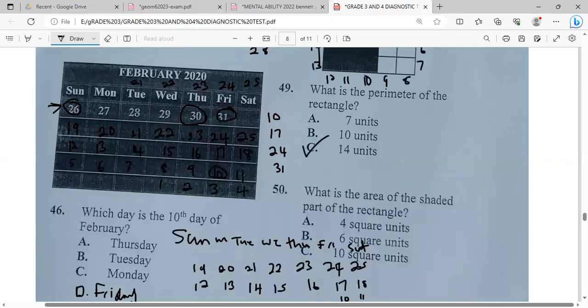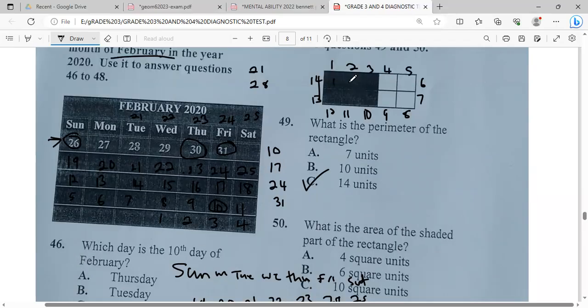What is the area of the shaded part of the rectangle? Now it's a total of 1, 2, 3, 4, 5, 6. So that's 6 square units. So that would be B. That would be B for this one, 50. Let's move on to 51.